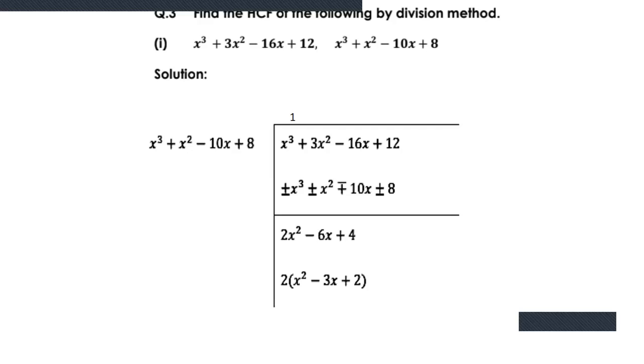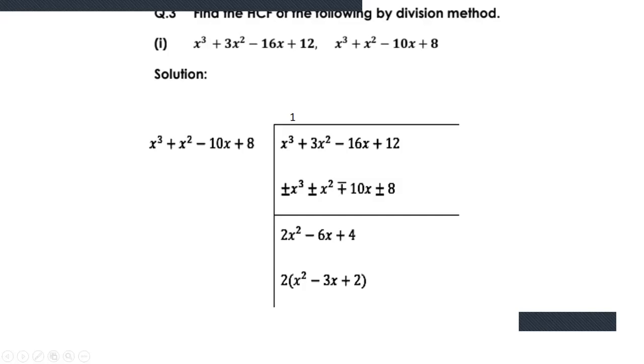What will be the multiplier? What should be multiplied to x cube so that we get x cube? Which value should we multiply this first term by so that we get x cube again? If we multiply this term by 1, then we will get the same value.